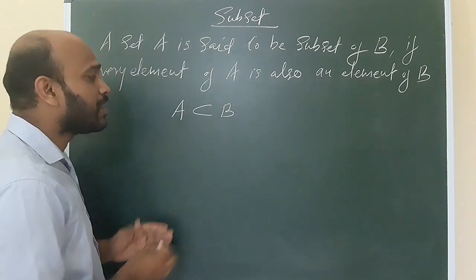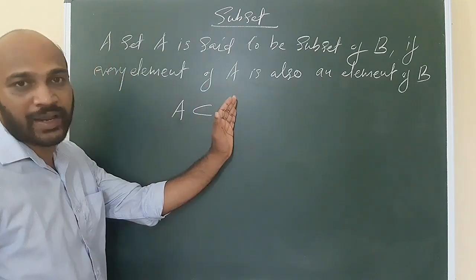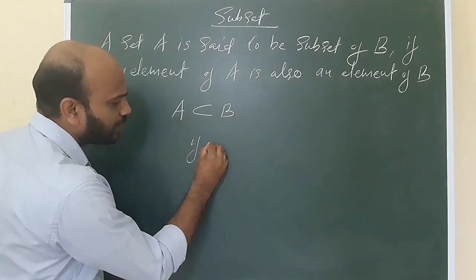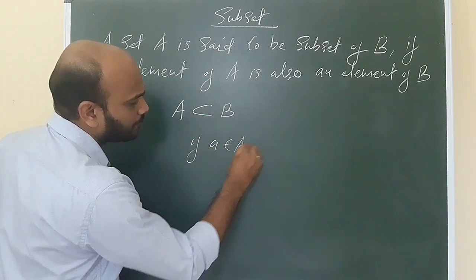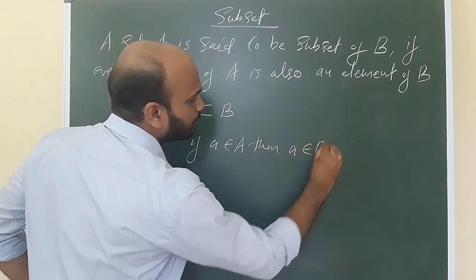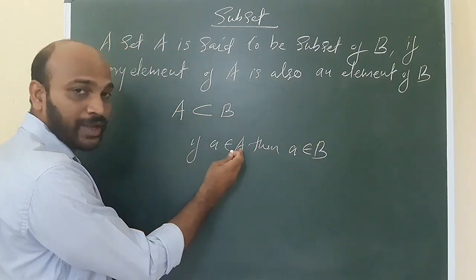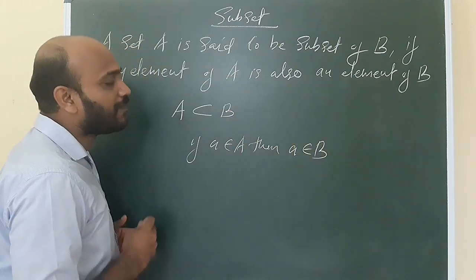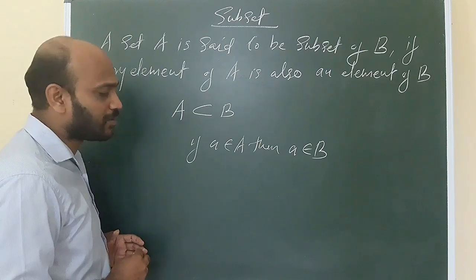Okay, A subset of B means all elements of A are in B. Otherwise, A is a subset of B if x belongs to A, then x belongs to B. Means if x is an element of A, then that x should be an element of B. Then we can say that A is a subset of B.